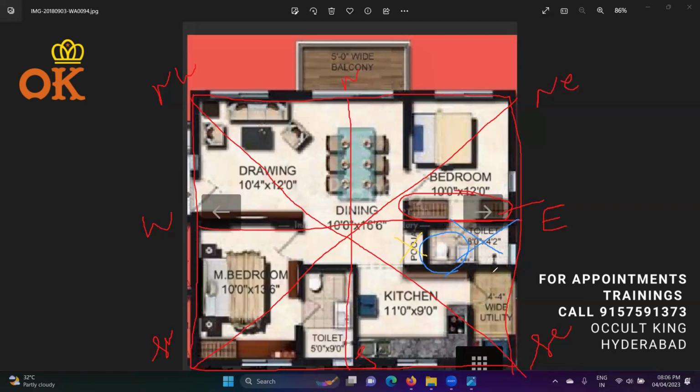Sun is nothing but your father. So there will be health issues for your father, and there will be some issues with the government as well, because eastern direction is what we call the government direction also, and father's direction also.